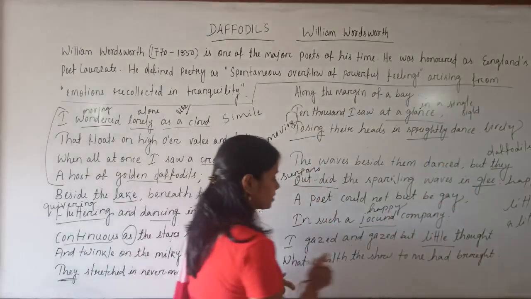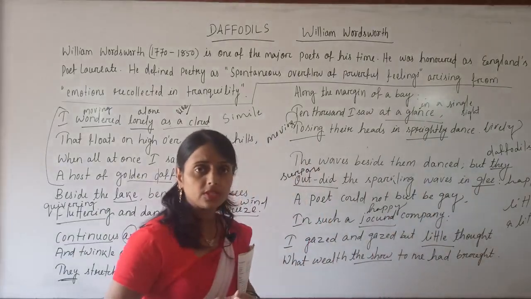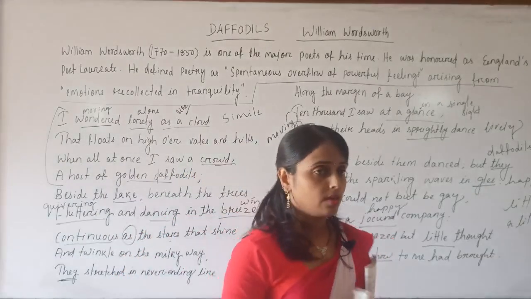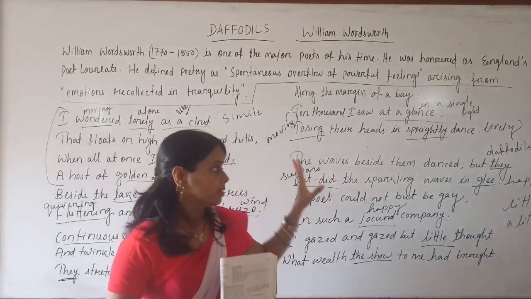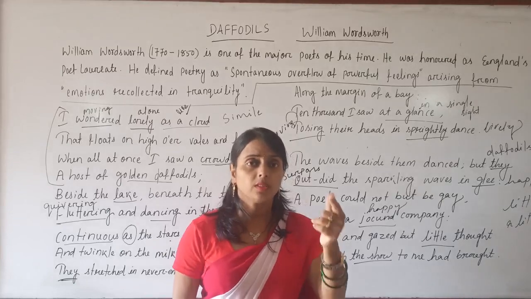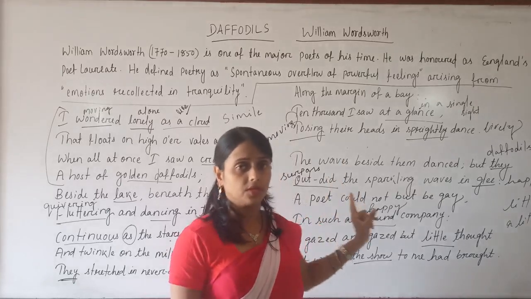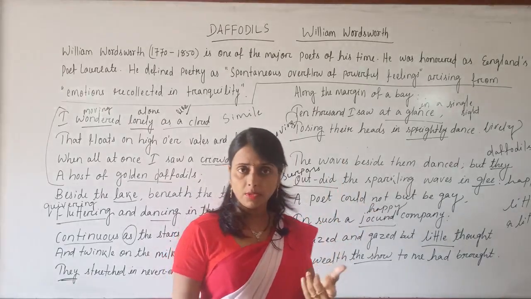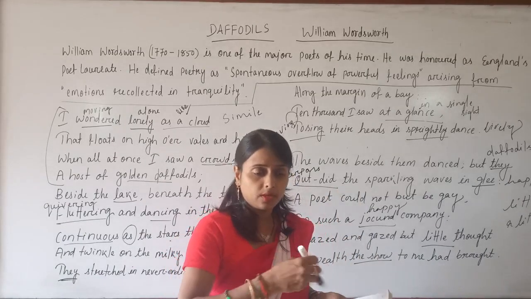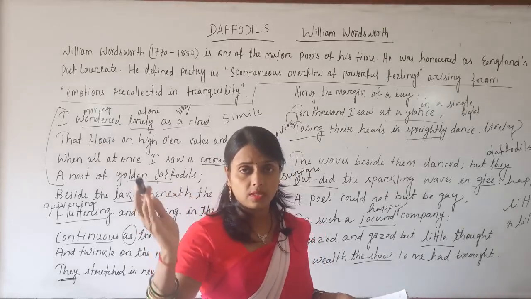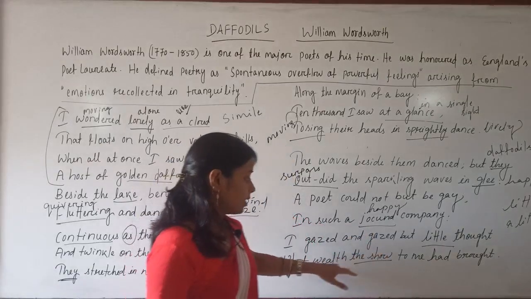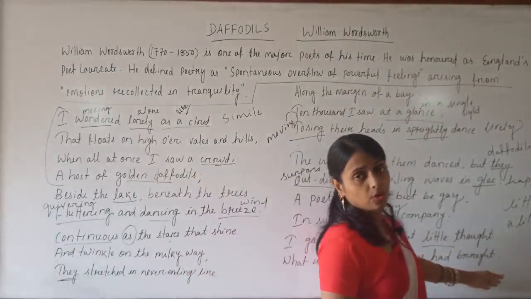What wealth the show to me had brought. The show means what? It is referring to the beautiful sight of the dancing golden daffodil. And then the poet is thinking, listen, let me tell you one thing. This poem is being written off the field. Off the field means what? When the poet was not moving there. Because common thing, when the poet was moving, he might not be moving with pen and paper that he could jot down all the feelings that are coming to his mind.